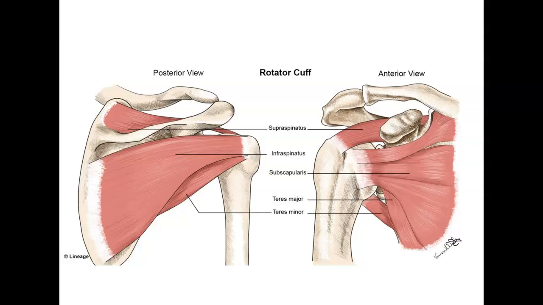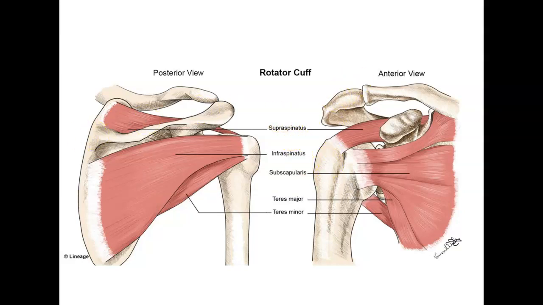Let's look at posterior view muscles first. So we have the supraspinatus. Here is the spine of the scapula. So supraspinatus is above the spine of the scapula. We have the infraspinatus below the spine of the scapula. So infra means below, spinatus means the spine of the scapula. And then we have the teres minor right here. Okay, so these are going to have tendons here that are going to be making up that thing that we call the rotator cuff. Let's look at the anterior view.